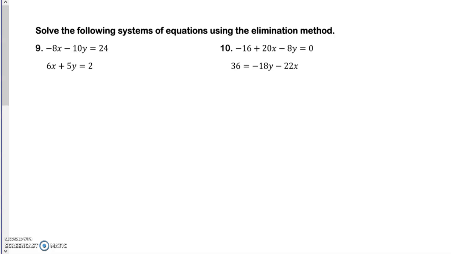Okay, we're doing Module 3, A.REI.6, levels 1 through 3 Reteach. We're going to continue with the elimination method.